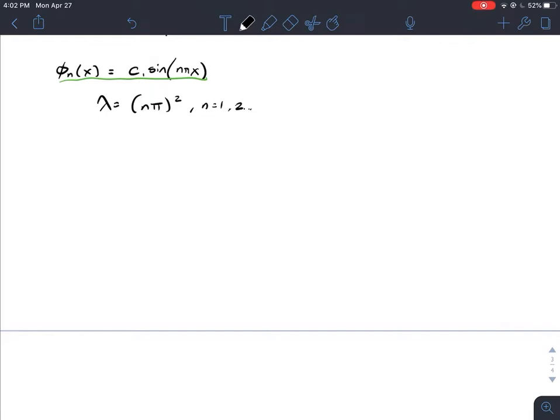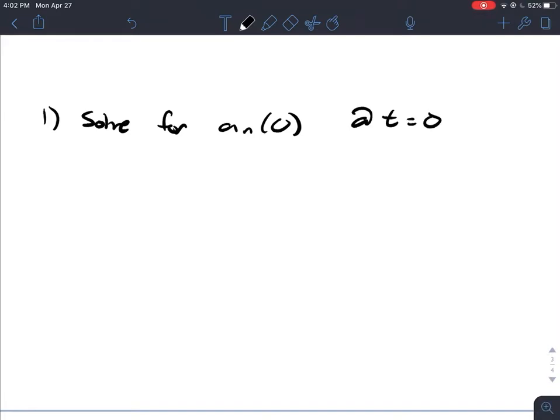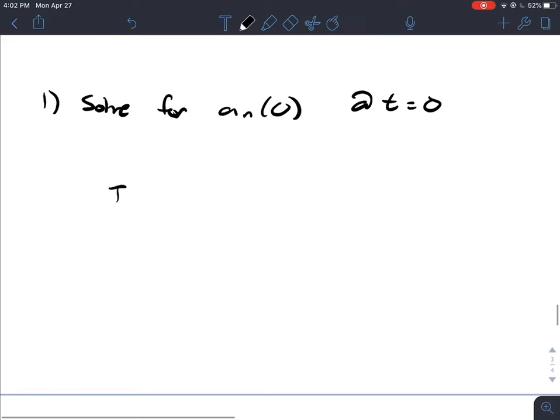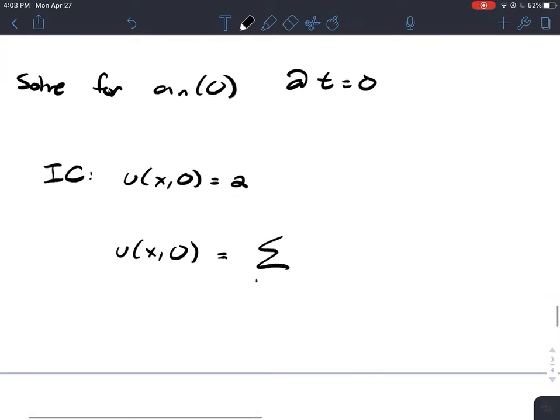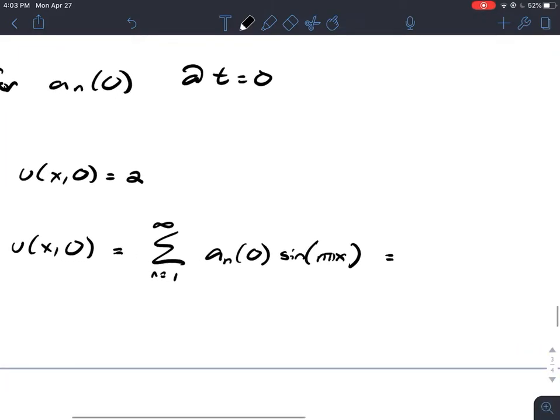The first step I'm going to take in solving this problem is to solve for a sub n at t equals 0, so at time equals 0. Remember that a sub n is a function of time. We're given an initial condition, that u of x, 0 is equal to 2. So in solving for a sub n of 0, we have the expanded eigenfunction form: the sum from n equals 1 to infinity of a sub n of 0 times sine n pi x equals 2.